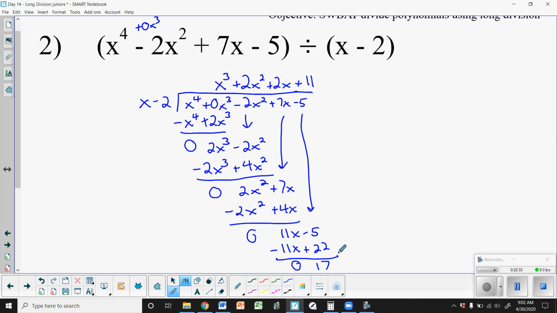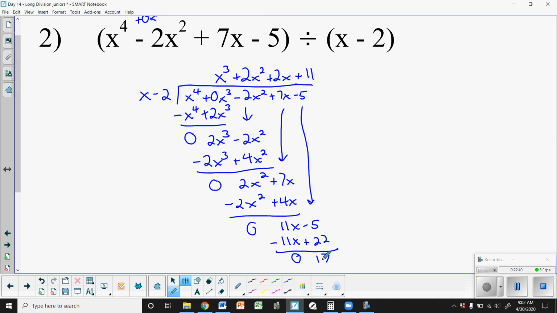All right, so can we bring down a number? We have nothing left to bring down. So now what do we do? That's right, we write it as a remainder. So the remainder is going to be 17 over x minus 2. So let's add it on. We add the remainder, plus 17 over, let me not put that as a diagonal, I want to put it as a horizontal line here, over x minus 2. And this is our answer that we get when we divide polynomials.